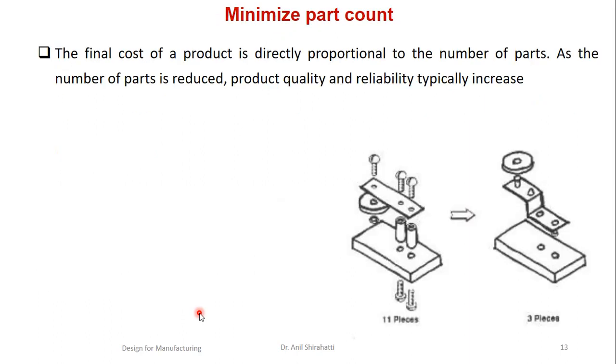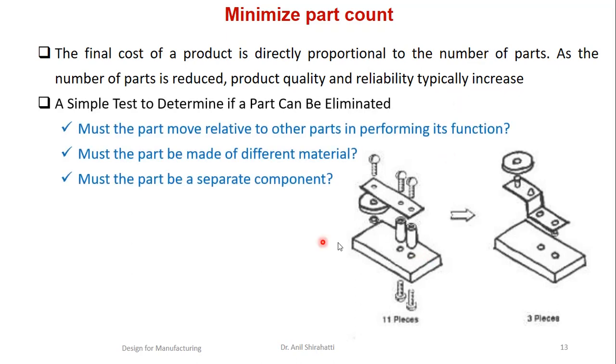So we will go through the principles one by one. So first principle, minimize the part count. Number of parts should be reduced. The final cost of the product is directly proportional to the number of parts. As the number of parts is reduced, the product quality and reliability typically increases.